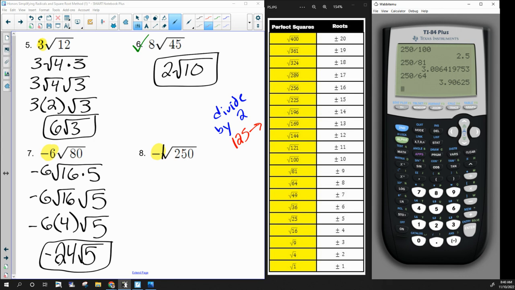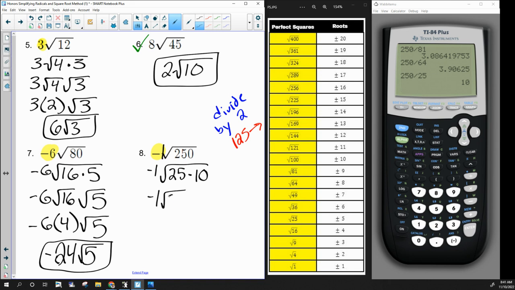What number is going to work? 25. Okay. 250 divided by 25 is our winner. And eventually you would get there. Again, sometimes it's tedious, isn't it? Kind of annoying to check all the numbers, but it is what it is. 250 will split up into 25 times 10. Keep pulling them apart.